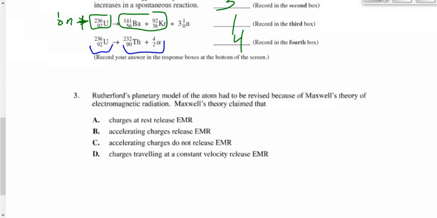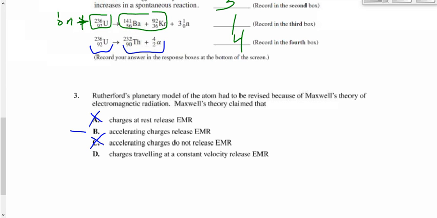Rutherford's planetary model of the atom had to be revised because Maxwell's theory of EMR claimed that, well, did he claim that charges at rest release EMR? Absolutely not. Charges at rest produce an electric field, that's it. Accelerating charges produce EMR, do they? Yeah, he said that they do. So that seems like it works. Let's just double check the rest of them here. Accelerating charges do not release EMR. No, he said that they do.